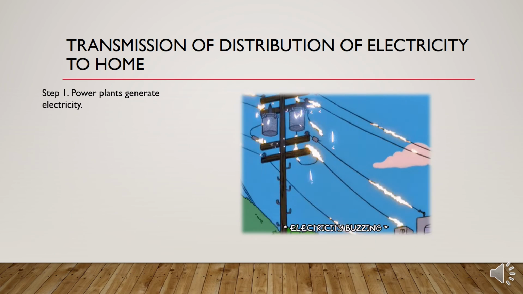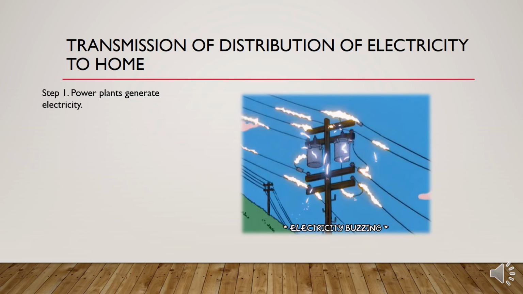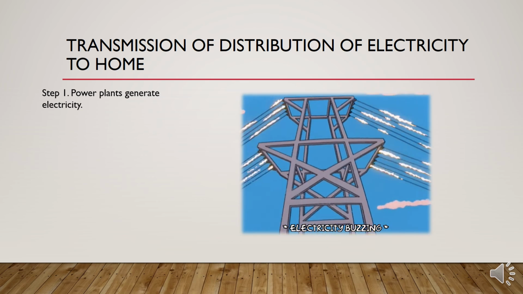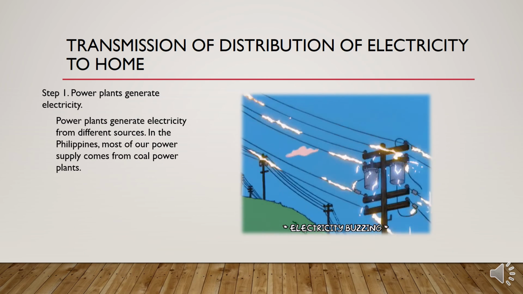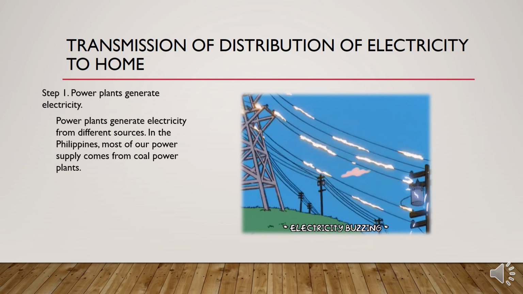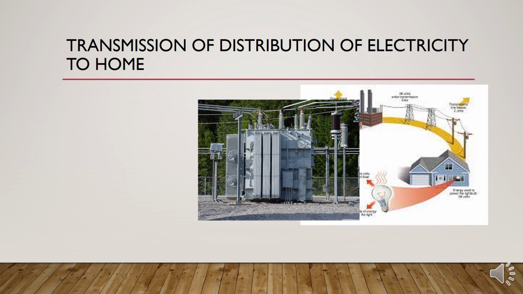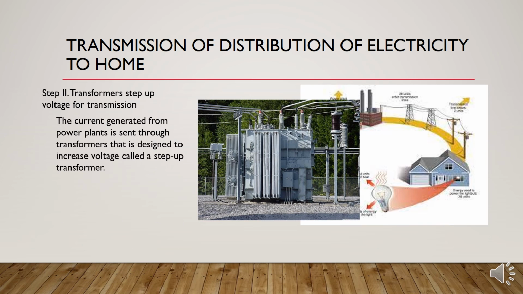Transmission and distribution of electricity to homes includes the following steps. Step 1. Power plants generate electricity from different sources. In the Philippines, most of our power supply comes from coal power plants. Second step, transformers step up voltage for transmission. The current generated from power plants is sent through transformers designed to increase voltage, called a step-up transformer.